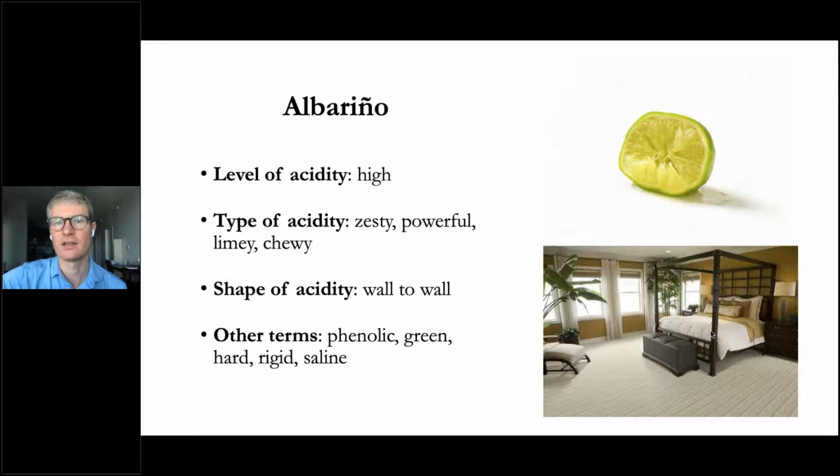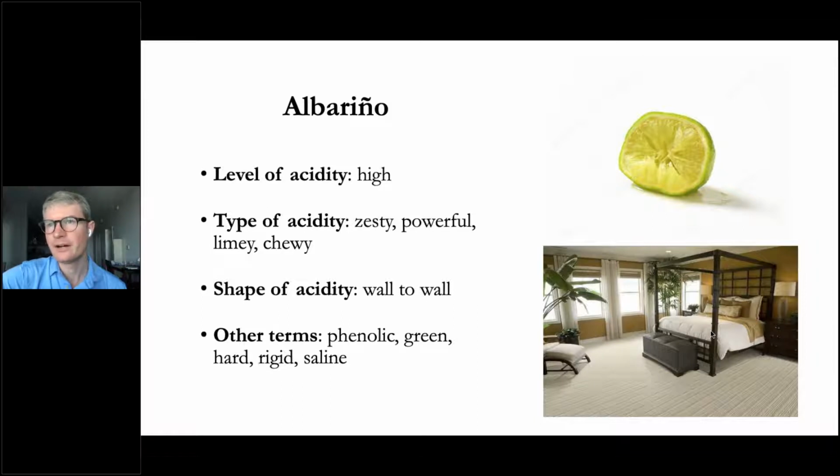So to me, if Riesling is like the vertical steak, then Albariño is more like two vertical walls, one at either end of the palate. One at the beginning when the wine first hits the palate, and one at the end, right when you've swallowed. So that's what I'm calling wall to wall.